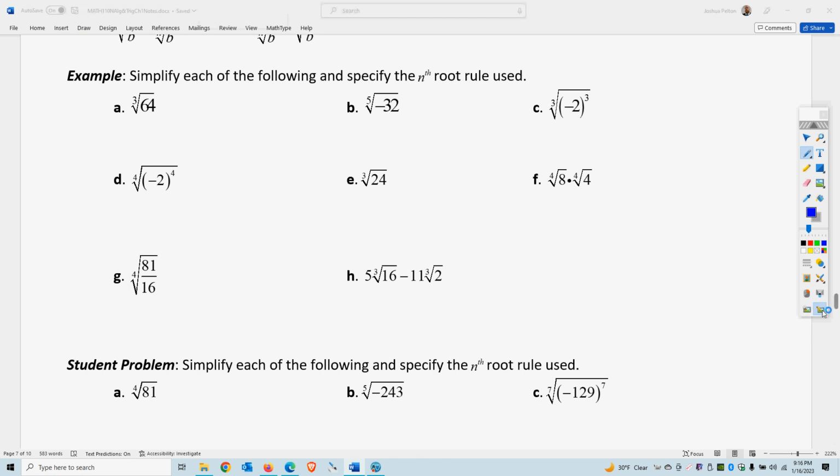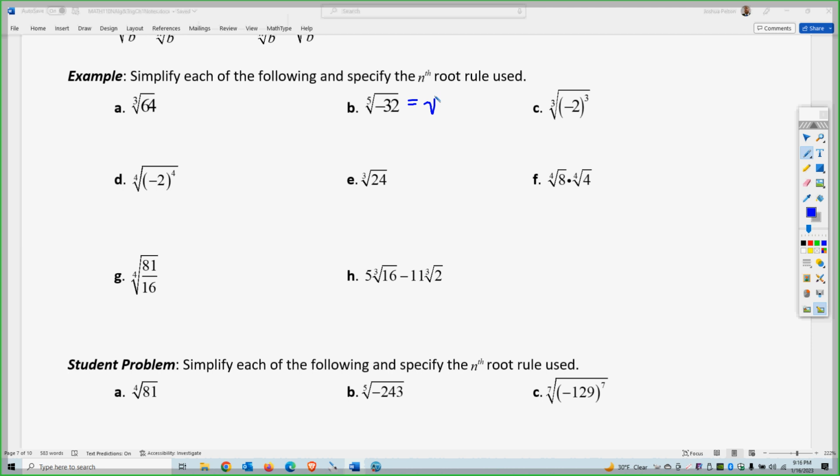Okay, so let's try the negative 32. So if I do 32, I'm going to ignore the negative for a minute and do, so 32 is 4 times 8, which in fact is 2, 2, 2, 2, 2. Okay, here's the thing though. It's not positive, it's negative. So all of these are negative, correct? Okay, so what I really have here is the fifth root of negative 2 to the fifth, which cancels and leaves you with a negative 2 answer.